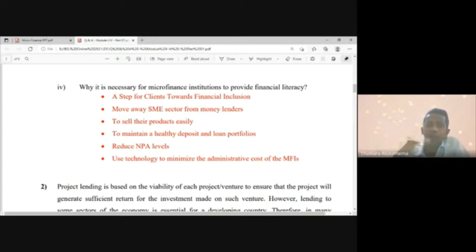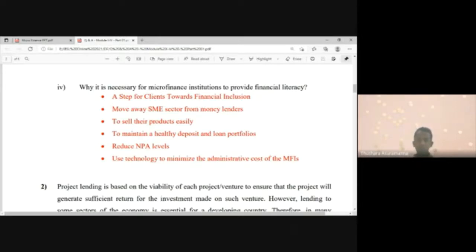That's one. Move SMEs away from money lenders, or the microfinancing SME sector away from money lenders. If you do regular lending, if you train them, if you inculcate the right techniques, principles and ideas in these clients, then they won't go to the money lenders because it's a costly exercise. So you can bring them back to the mainstream banking channel. So that's number two.